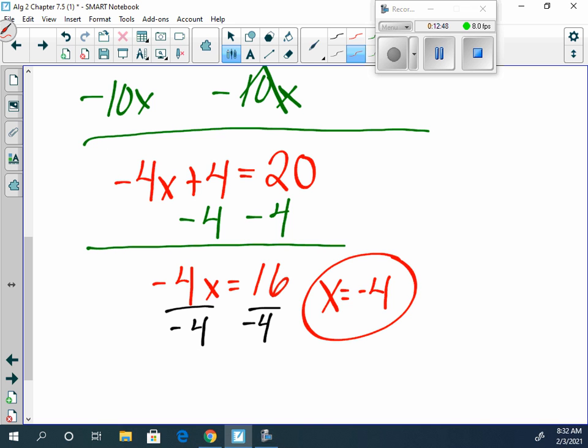I ran out of check. Is that right? Because everything got taken out except 3. Let me look at it here in a little bit. Okay.